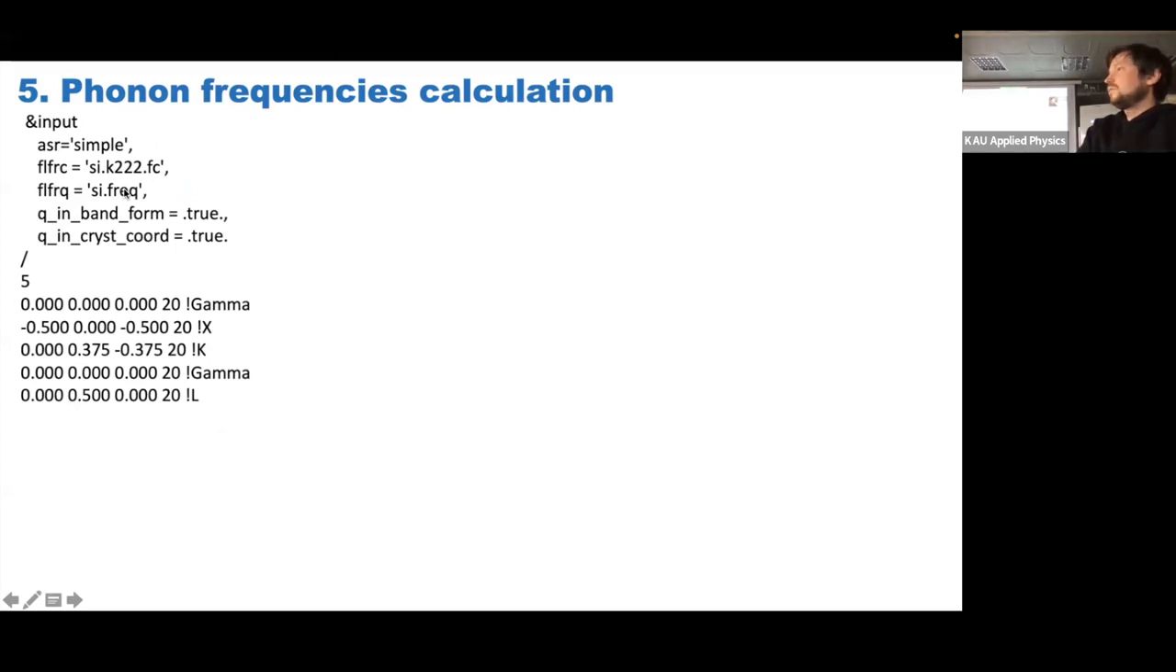We will build it with our Python script. And here you see Q in band form, Q in crystal coordinates. These two commands allow us to use the path well known to us. It's not the k path we used before, now it's the Q path for these propagation vectors. But in general, it will be the same as the k path for all these things.